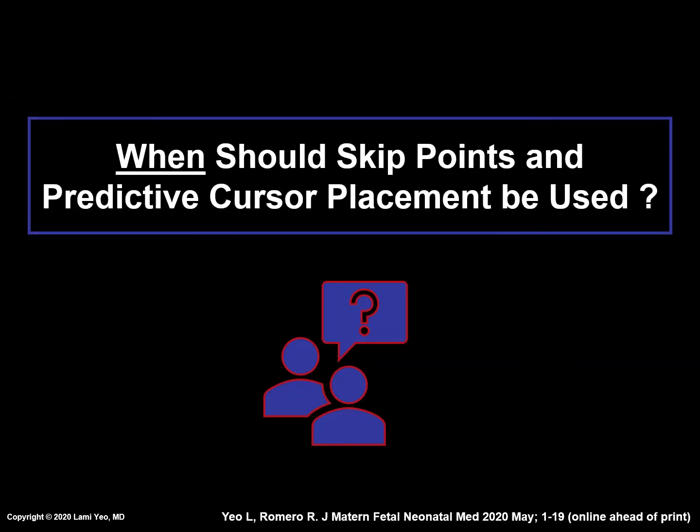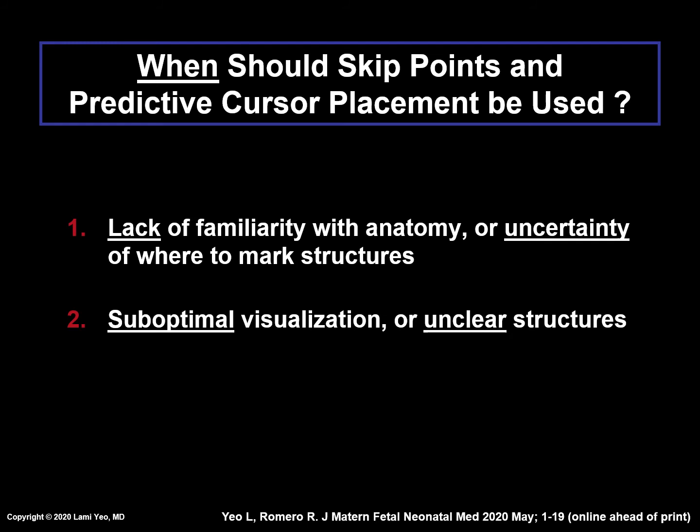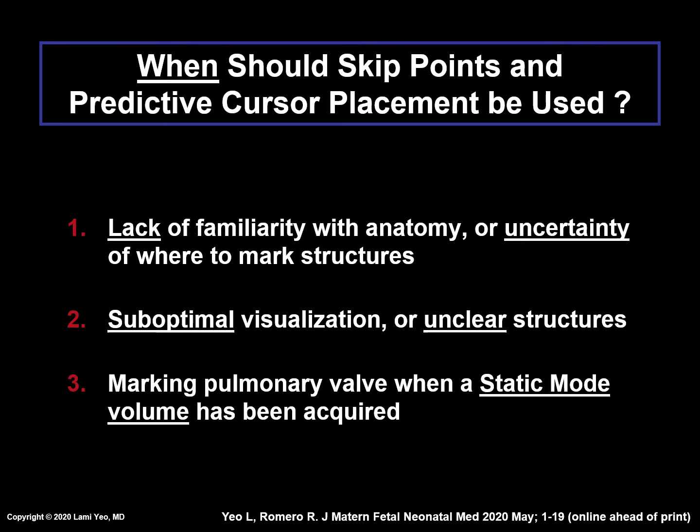When should skip points and predictive cursor placement be used? First, when there is lack of familiarity with anatomy or uncertainty of where to mark structures. Second, suboptimal visualization or unclear structures. And marking the pulmonary valve when a static mode volume has been acquired. Essentially, relying on predictive cursor placement may yield better results than when one uses either incorrect judgment or guesses a structure's location, leading to marking the wrong areas within the stick volume.